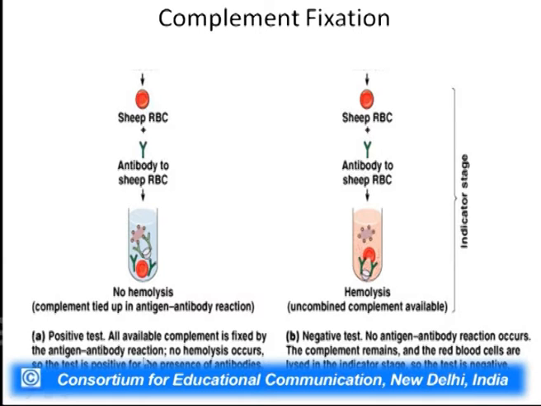When we say there is a positive test, what do I mean? That all complement is fixed by the antigen-antibody reaction, and that when there is no hemolysis, then we call it a complement fixation. But if hemolysis occurs, I call it a negative test because there is no antigen-antibody complex present, so there is no antigen-antibody reaction occurring. So what is my indicator? My indicator is the presence or absence of hemolysis. And absence of hemolysis is what we require and consider as a positive test, not the hemolysis.